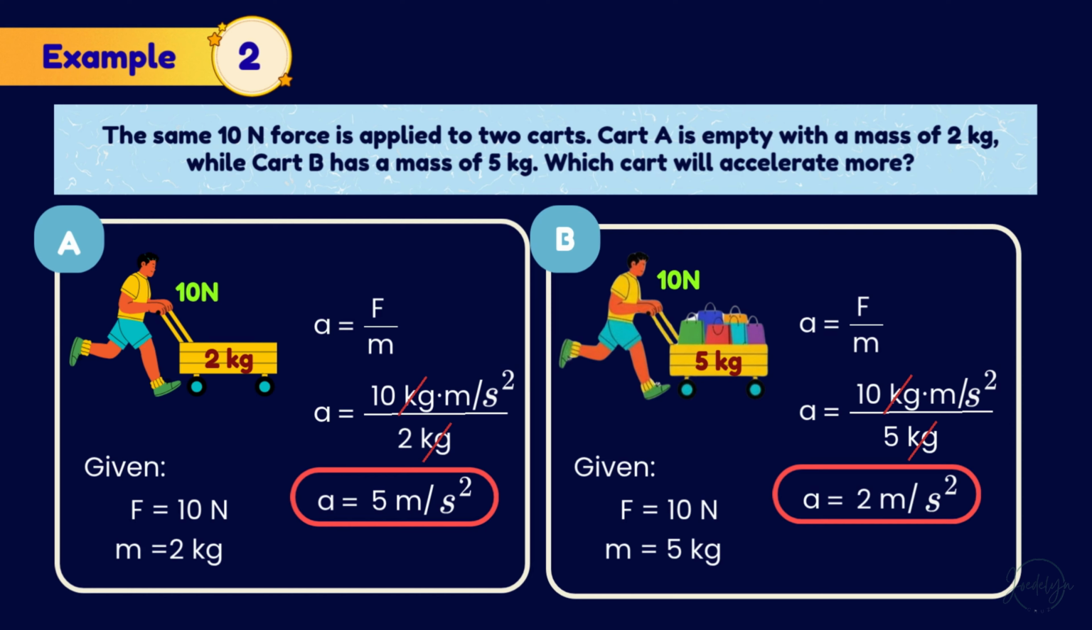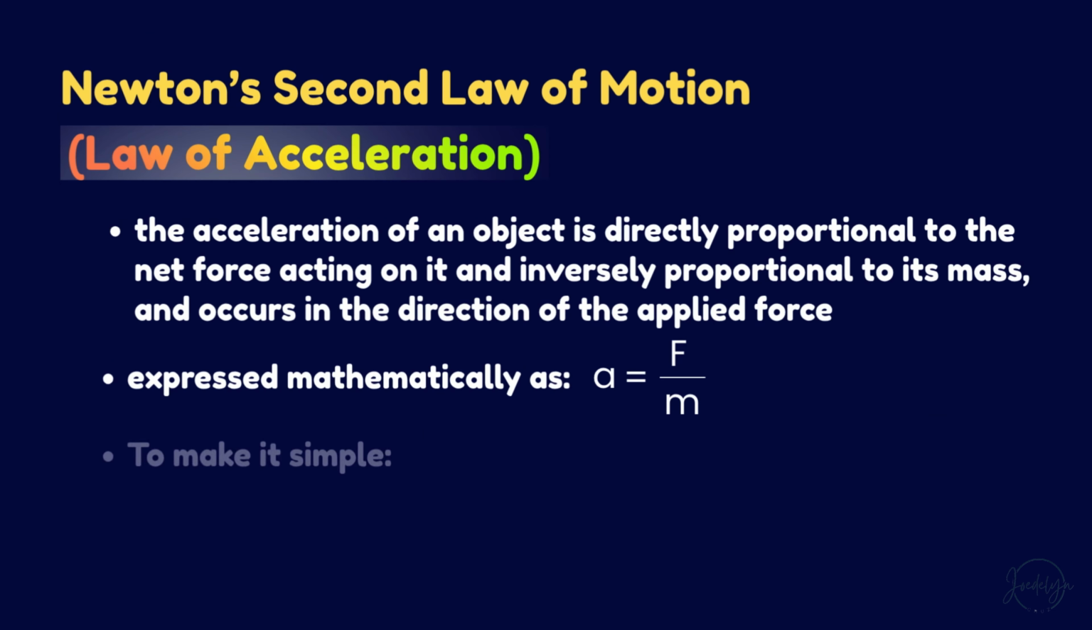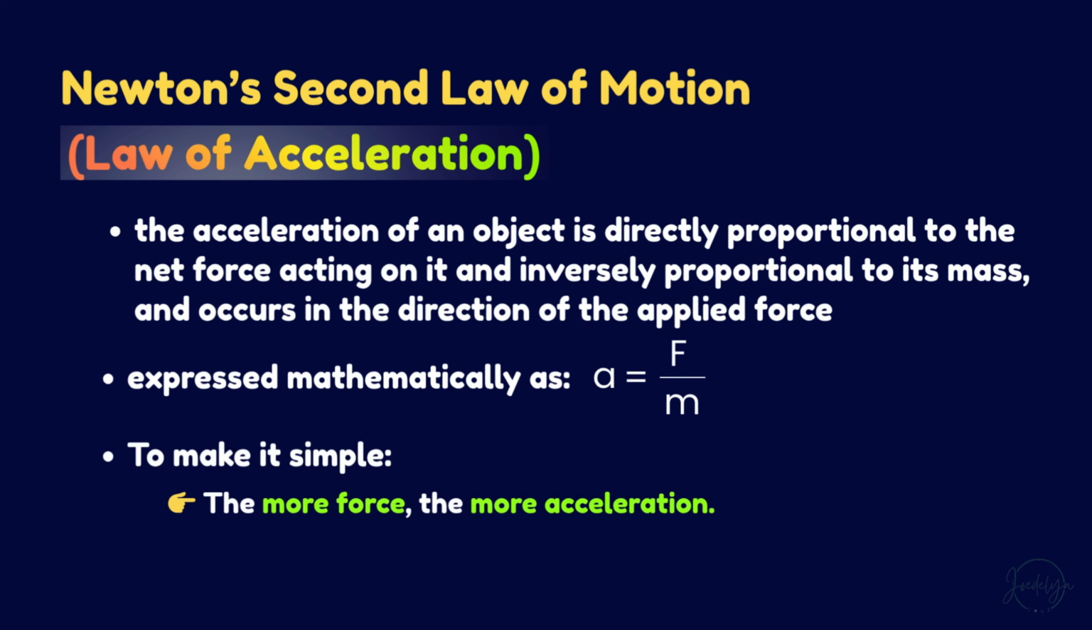With the same force, which is 10 newtons, when the mass is 5 kilograms, which is higher than that of cart A, its acceleration decreases. This shows that mass is inversely proportional to acceleration. Increasing the mass will decrease the acceleration. So, in this example, the empty cart moves faster, while the loaded cart moves slower. Because greater mass resists motion, so acceleration decreases. To make it simple, the more force, the more acceleration. The more mass, the less acceleration.